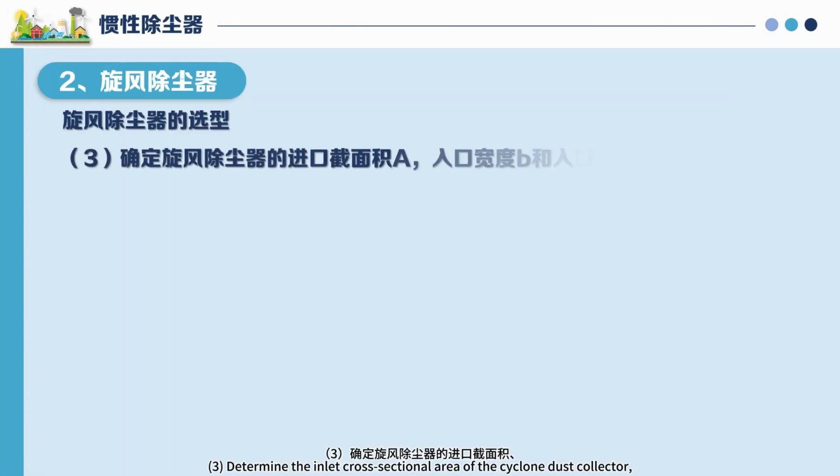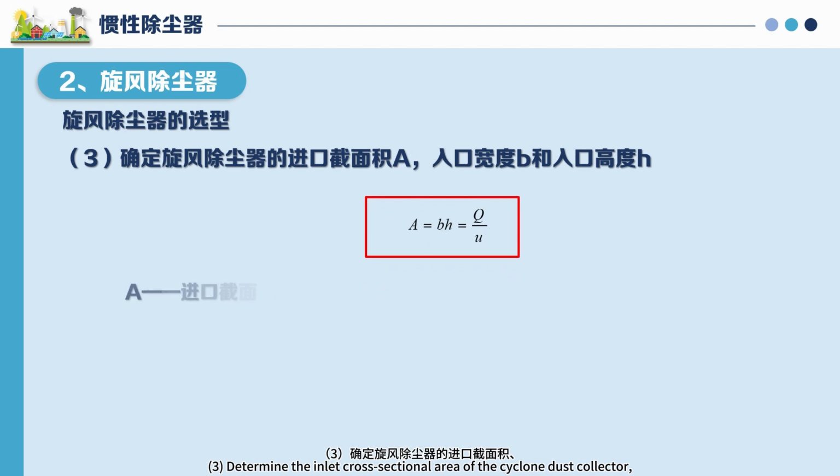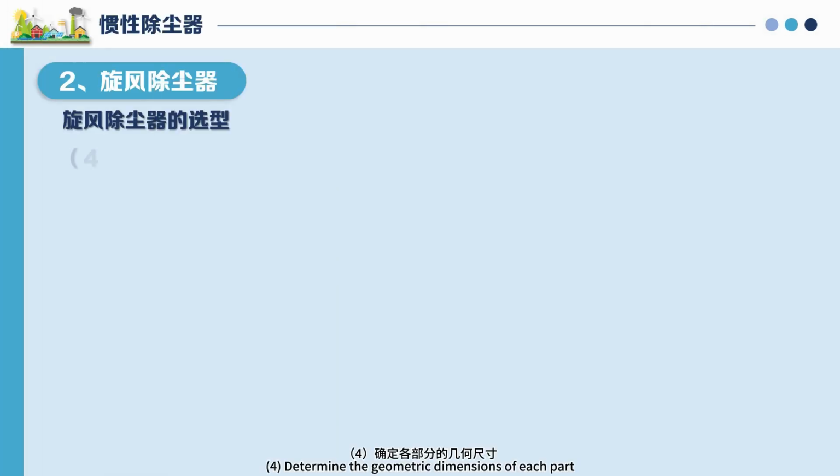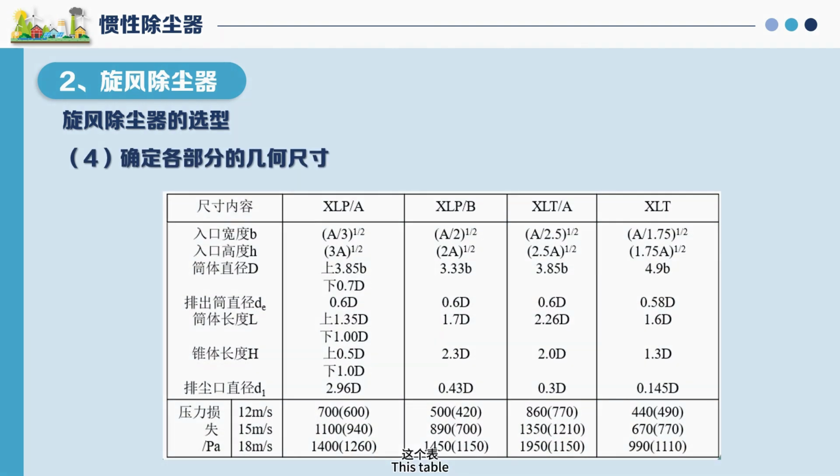3. Determine the inlet cross-sectional area of the cyclone dust collector, entrance width and entrance height. We can also use this formula to calculate. 4. Determine the geometric dimensions of each part. This table is the corresponding relationship diagram of inlet width, height, diameter and length of many cyclone dust collectors.